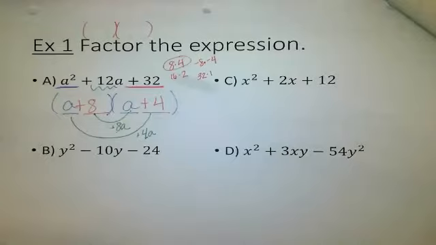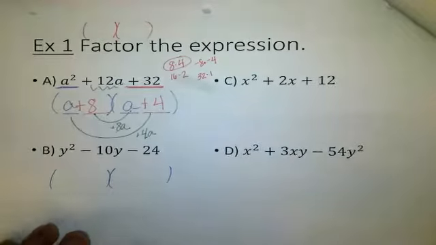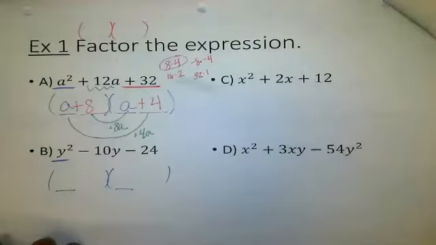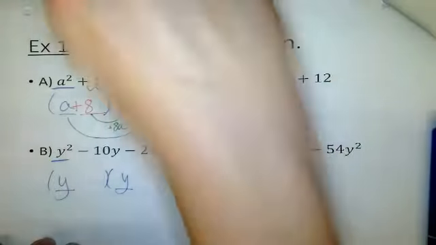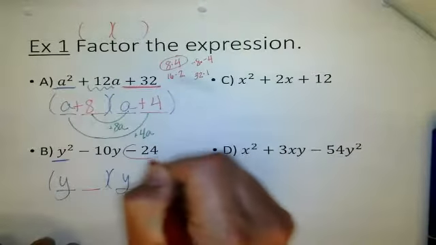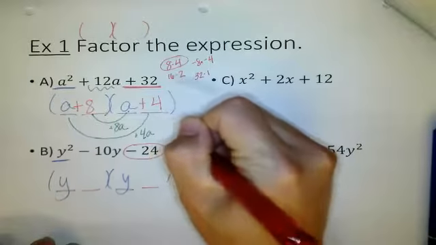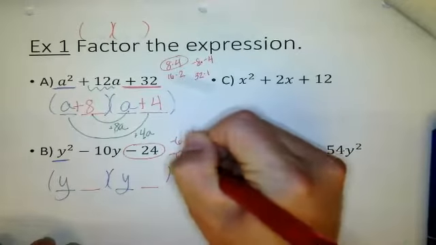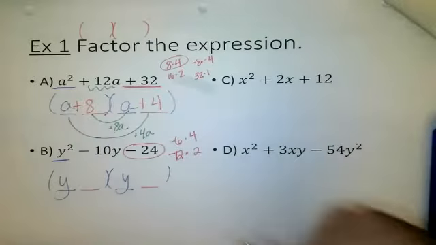Letter B. Y squared minus 10y minus 24. Double bubble. First times first has to be the first thing. What times what is y squared? Y times y. Very good. Now, last times last has to be negative 24. What times what is negative 24? Negative 6 times 4. Negative 12 times 2. And vice versa, right?